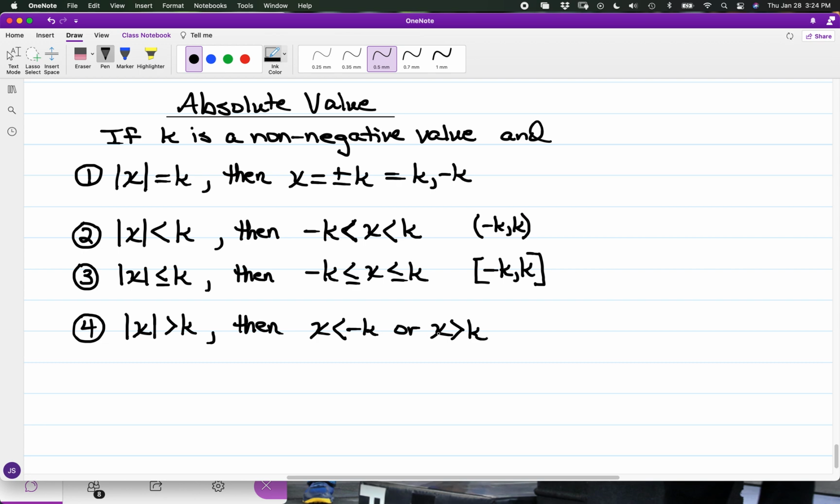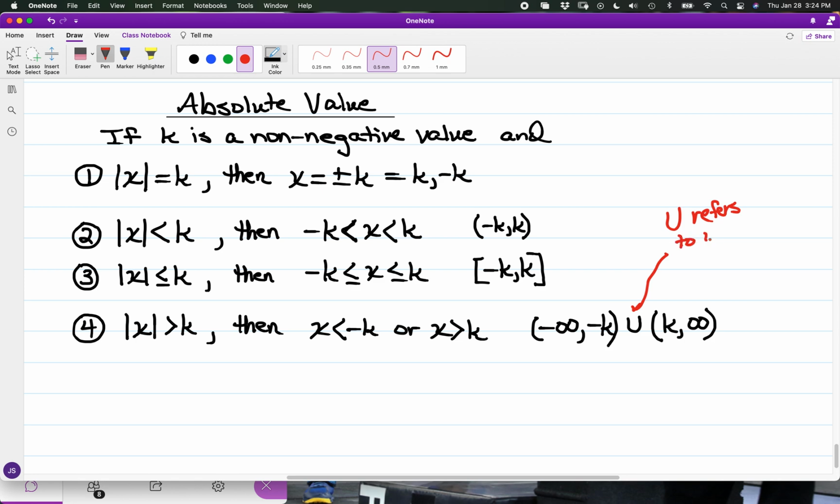And how would this look in terms of interval notation? Well, what would happen here is that for less than negative k, you would have from negative infinity to negative k. And at the other end of the spectrum, you have going past k on out to infinity. And just for this particular symbol here, okay, this is going to refer to a union of sets or elements or intervals.